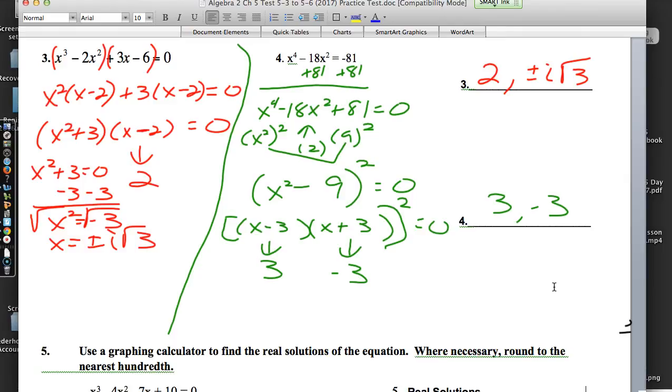X to the 4th minus 18x squared plus 81. There it is. You can see, hey, it's bouncing at those 2. And you could use your table just to make sure. Oh, look, negative 3 was good, and 3 was good. Good stuff. That's what you want to do.